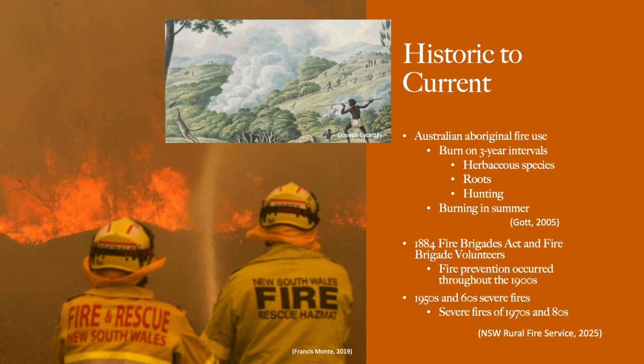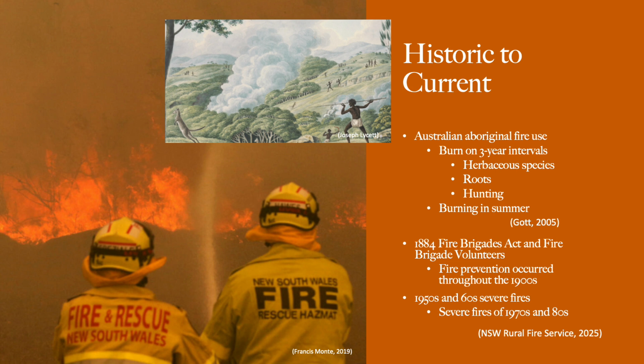Post-European establishment, we start to see establishments of fire suppression strategies like volunteer fire brigades and legislation from the Fire Brigades Act. Fire prevention methods were continued into early to mid 1900s, where the fire brigades became more organized and fires began to be managed under their control.